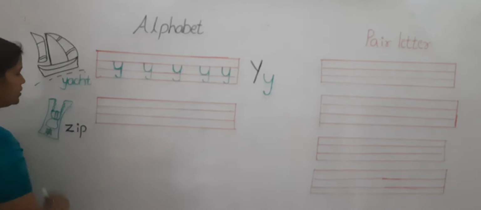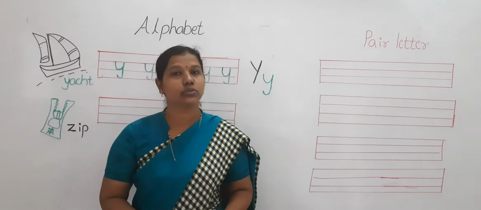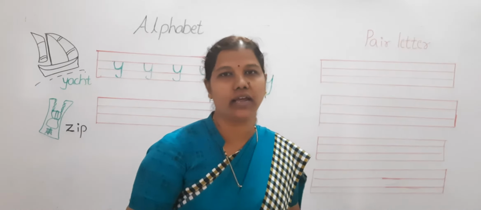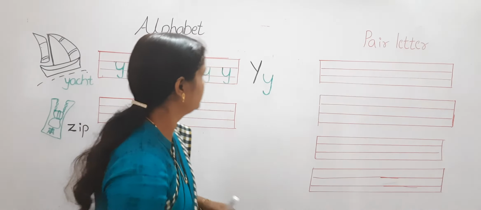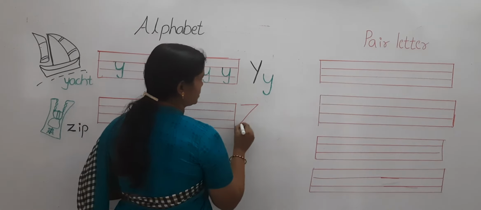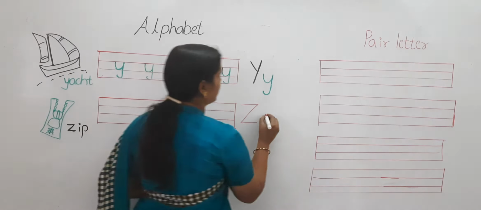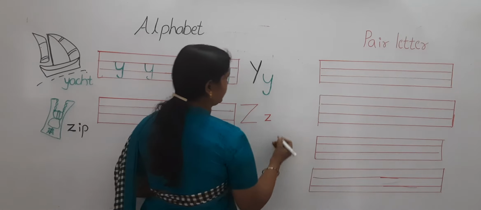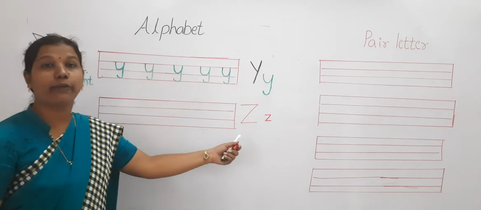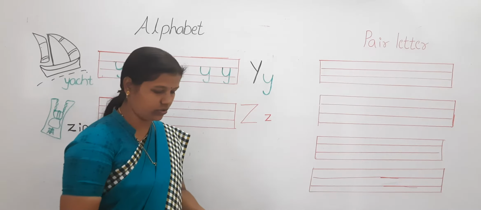That is the letter Z. Z for zoo. Z for zebra. Yes. This is capital letter Z. And this one small letter Z. Yes. This is capital letter Z. And this is small letter Z. Okay, children.